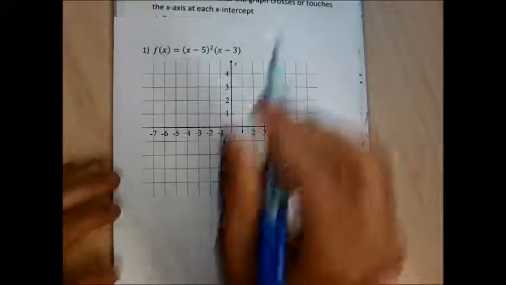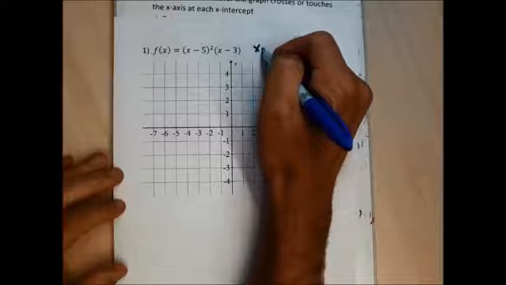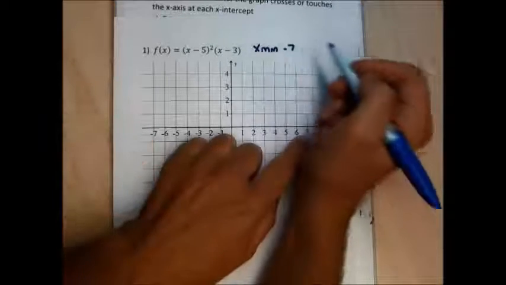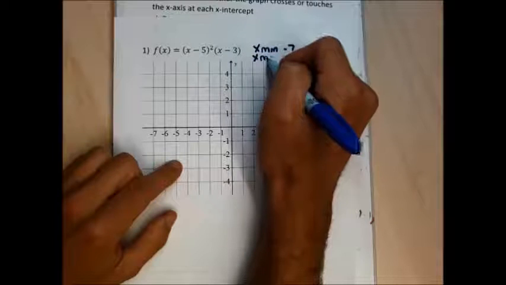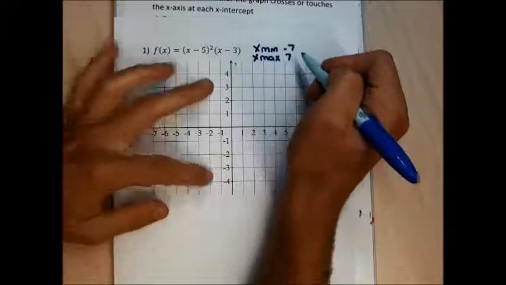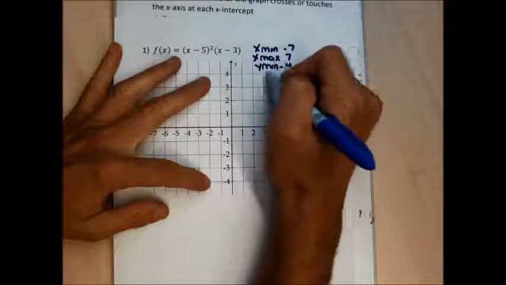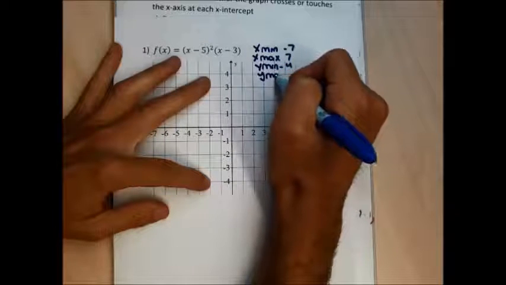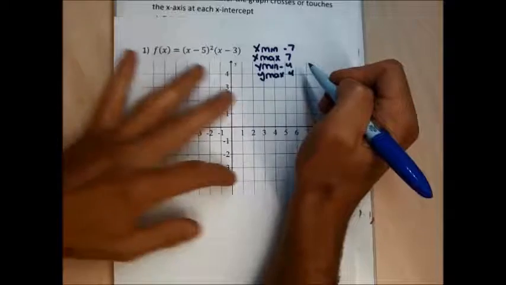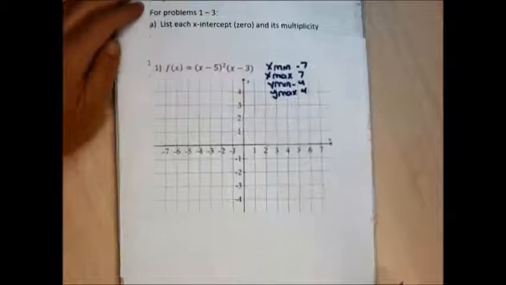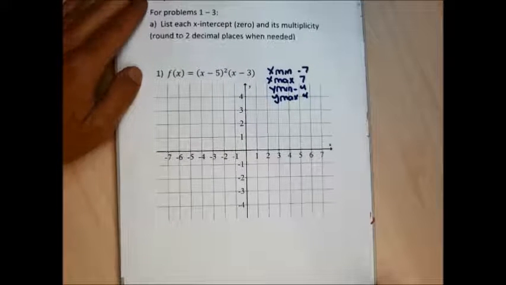So ultimately for this graph, when I go to enter it on my calculator, I'm going to have to enter x min of -7, x max of +7, and y min of -4, and y max of +4. Hopefully I haven't just rolled over a point that I need to graph here in a second. So the first thing I need to do for problem 1 is to find the x-intercepts.